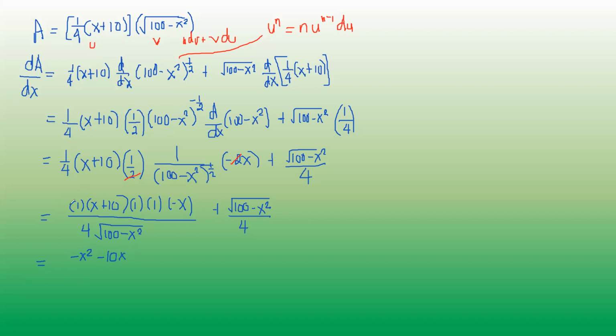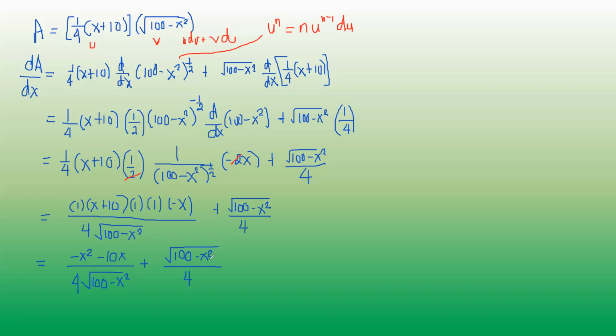Puro 1 lang kasi kasama. 1 times 1 times 1 times negative x ay negative x. Negative x times x plus 10. So, negative x times x, negative x squared. Negative x times positive 10 is negative 10x. So, we have negative x squared minus 10x sa ating numerator. Then over 4 square root of 100 minus x squared. Rewrite lang. Plus square root of 100 minus x squared over 4.